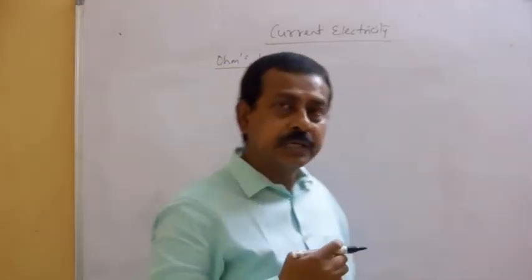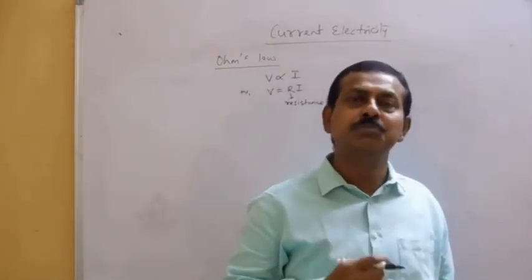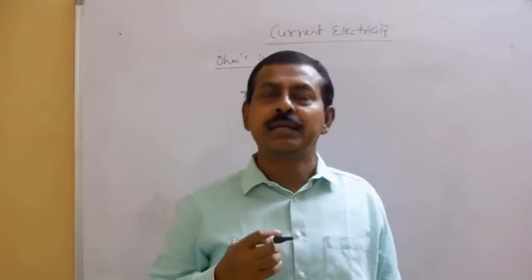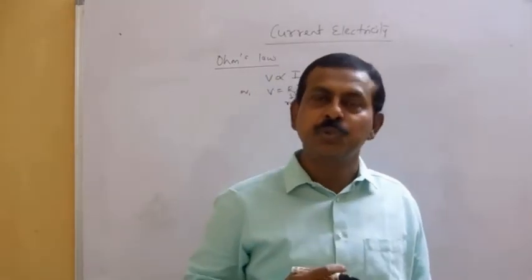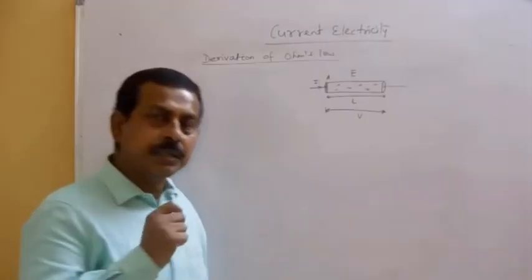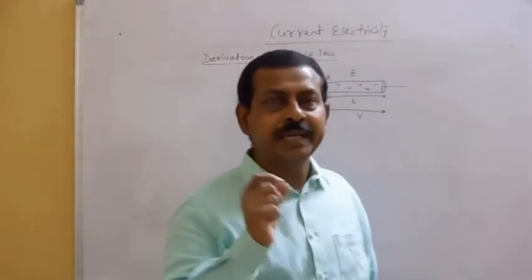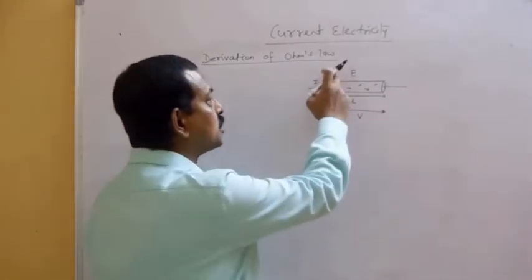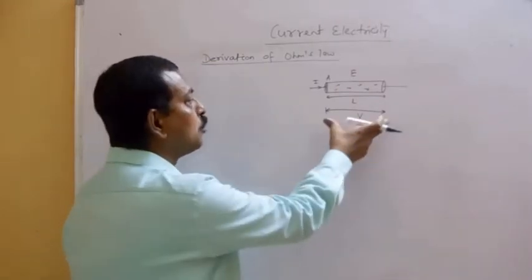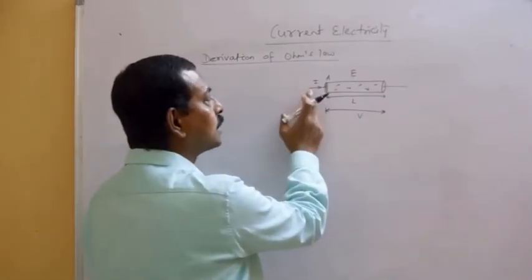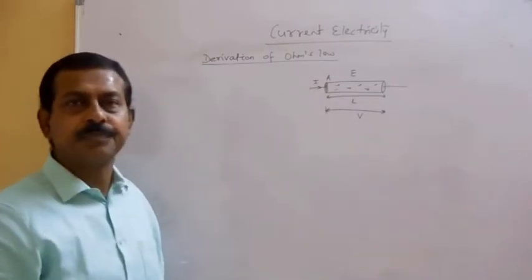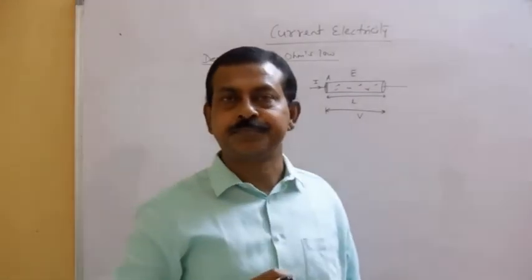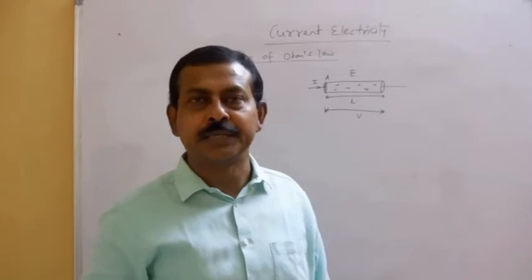Now here what we'll do, we'll try to derive this Ohm's law from the concept of relaxation time and other terms. So let's do the derivation of Ohm's law. In the derivation of Ohm's law, we take a conductor of length L, area of cross section A, under a potential difference V. I is the current which is flowing through this conductor, and capital E is the electric field set up there due to the potential difference which we have applied.